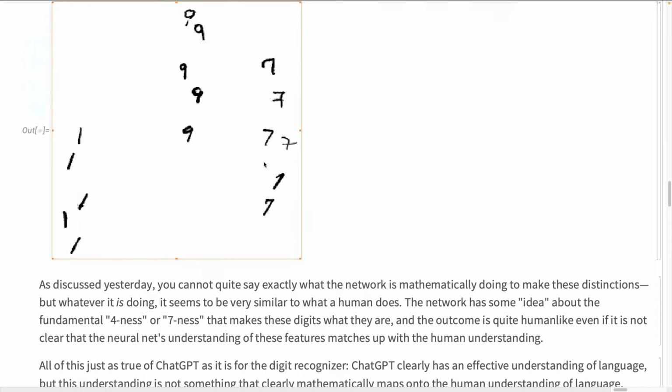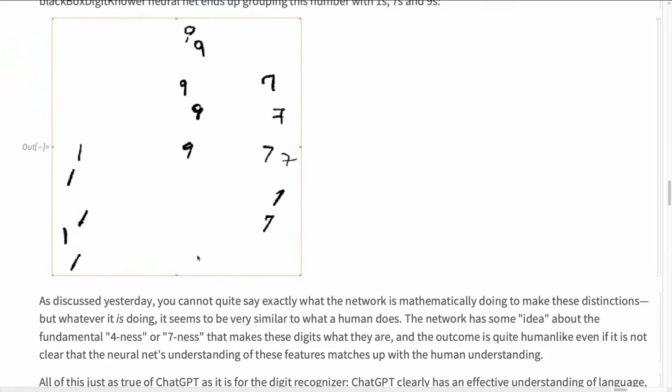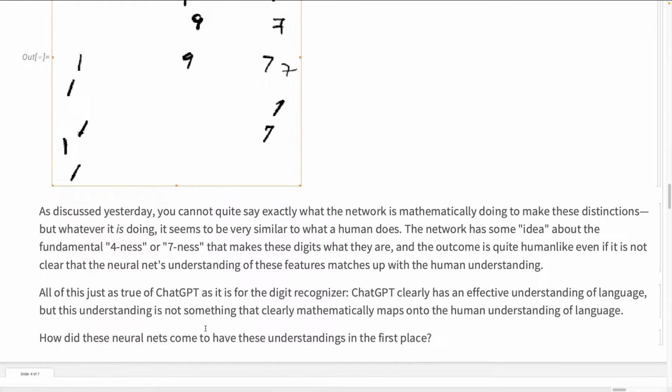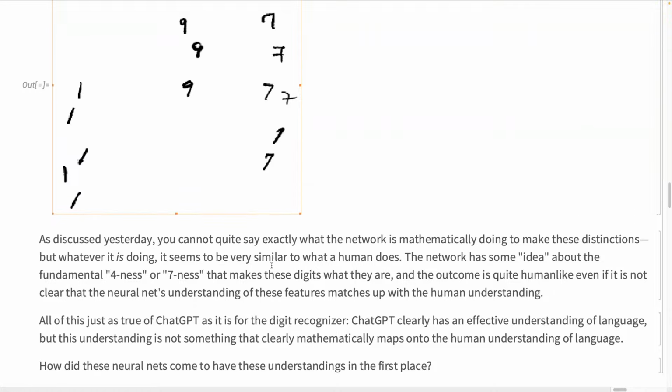And so the outcome is pretty clearly human-like, even if it's not clear that the internal understanding of the neural net matches up with the way that humans do it. What matters is that in the end, it makes similar judgments to what a human would make.